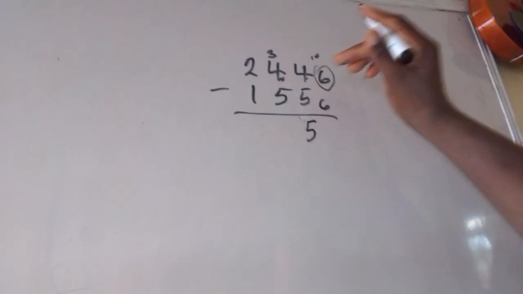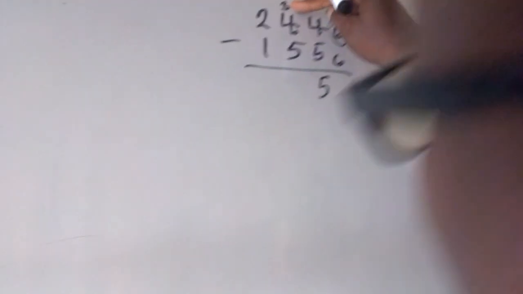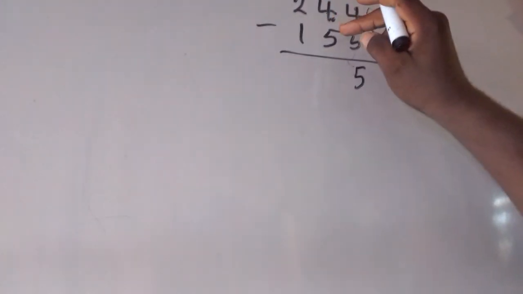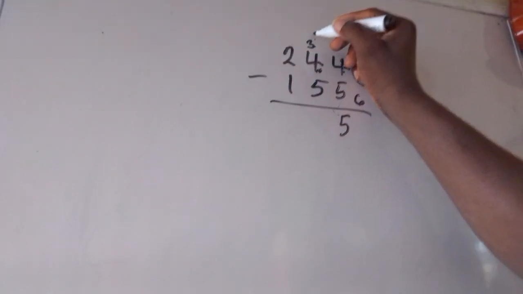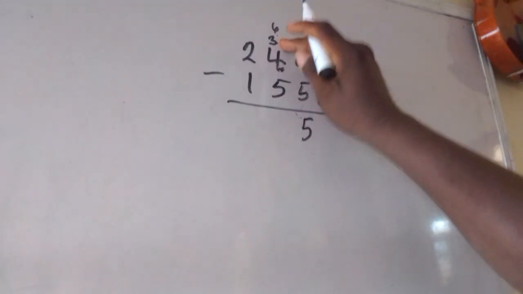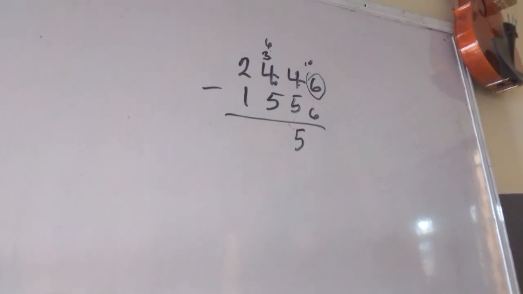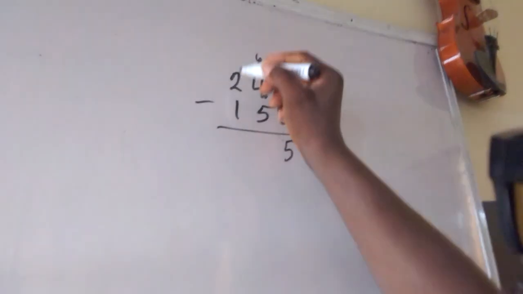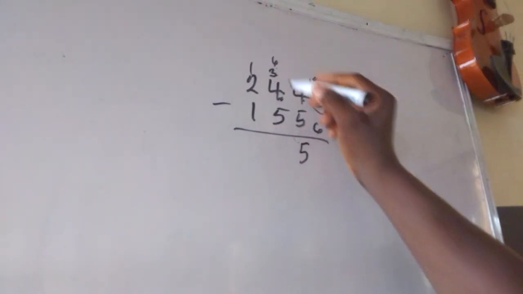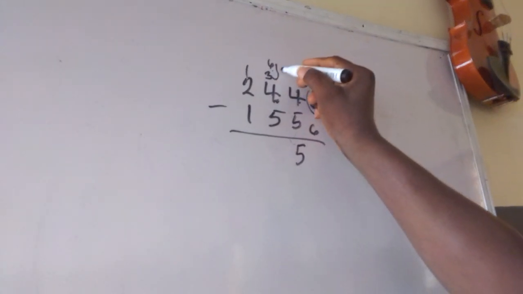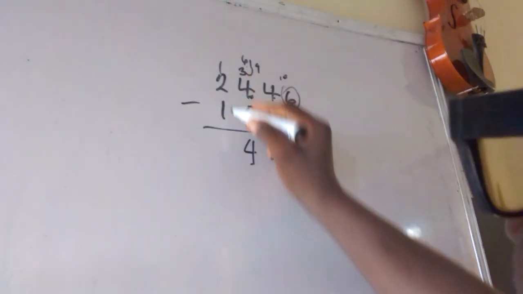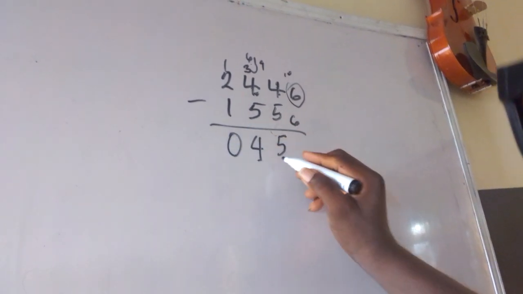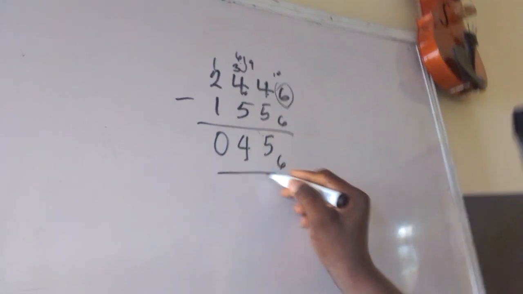Okay? So this is 3, right? Can I take 5 away from 3? The answer is no. So I borrow 1 here. That one I borrow now is actually 6. So 6 plus 3 makes it 9, because this one has reduced now to 1. So 9 minus 5 will give me 4. And 1 minus 1 is 0. So this will be 45 base 6.